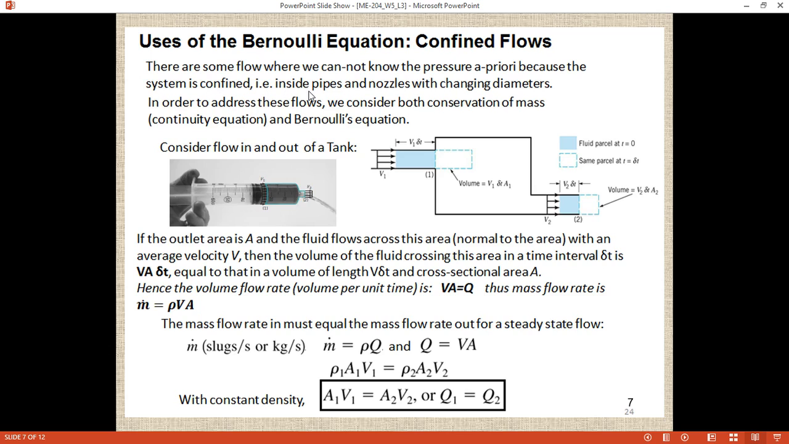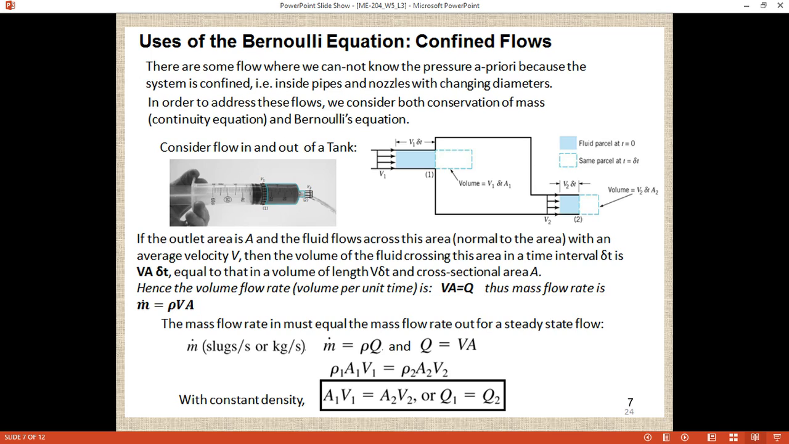So just like the same problem of fluid passing through a pipe, fluid passes through nozzles with changing diameters, because here you see the diameter of this nozzle is different, the diameter of this tube is different. In order to address these flows, we consider both conservation of mass, the continuity equation, and the Bernoulli equation. So here we bring in another concept, the conservation of mass.